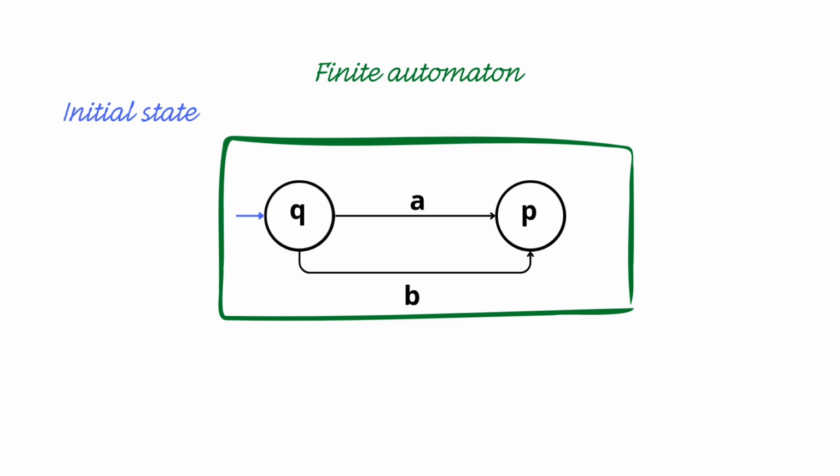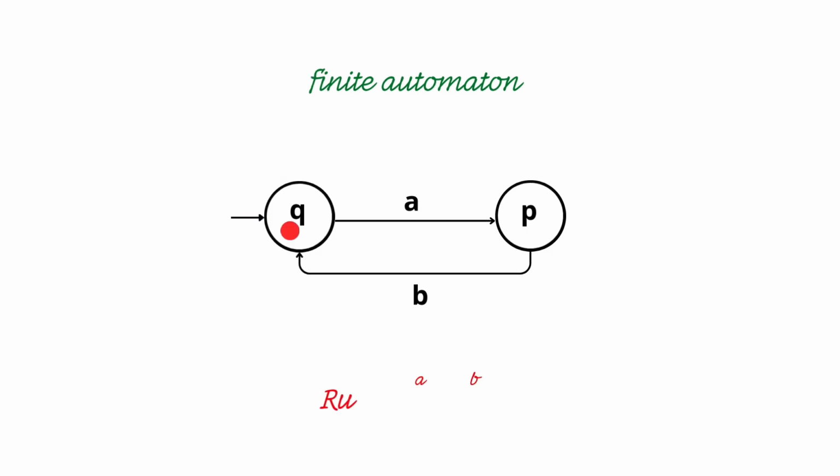A run of an automaton is simply a sequence of transitions starting from an initial state. For instance, I start in Q, I read A and move to P, I read B and come back to Q, and then I stop. This sequence is one possible run of the automaton, shown below.